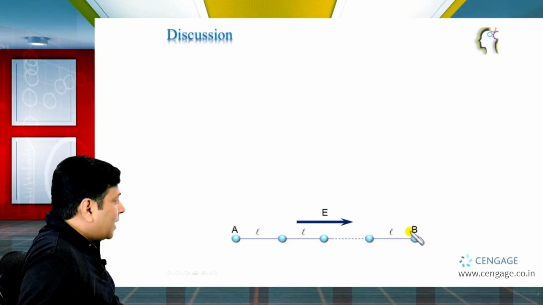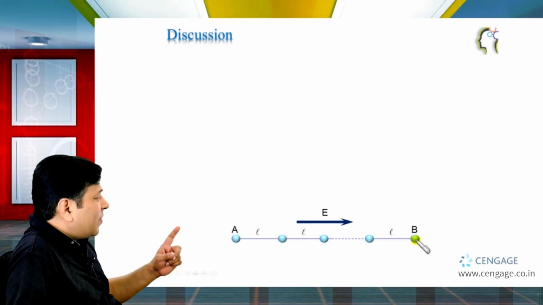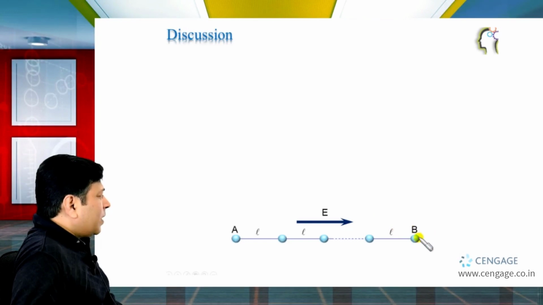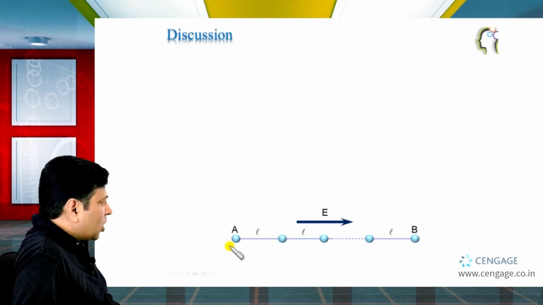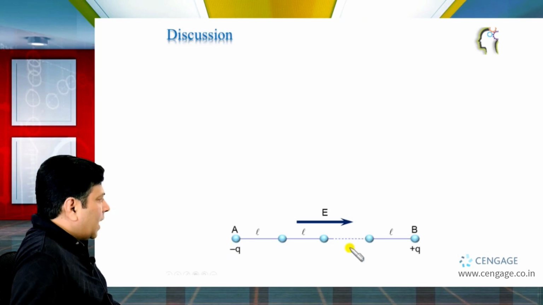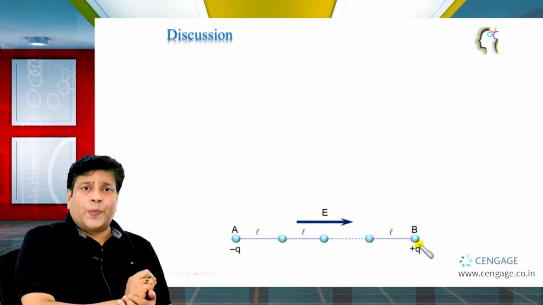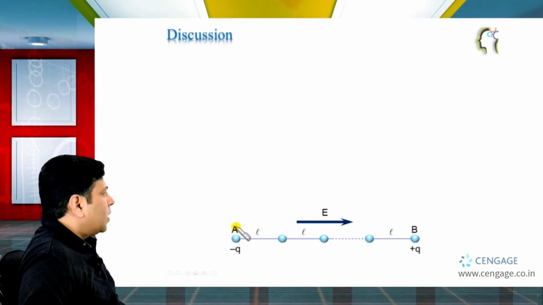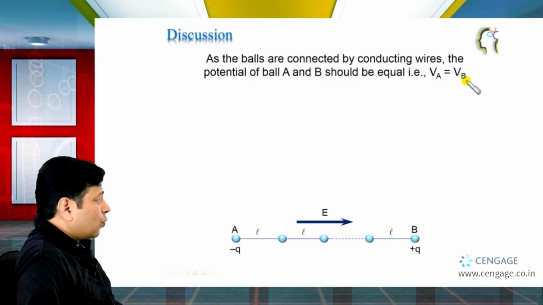The same magnitude of charge but positive will appear at B, because at position B there will be a deficiency of electrons. That means at position B there will be positive charge. The magnitude of the charge induced at A and at B should be equal. So let us assume the charge induced at A is minus Q and the charge induced at B is plus Q. And one more thing: the balls are connected by conducting wires. That means the potential of ball A should be the same as the potential of ball B, that is, VA should be equal to VB.